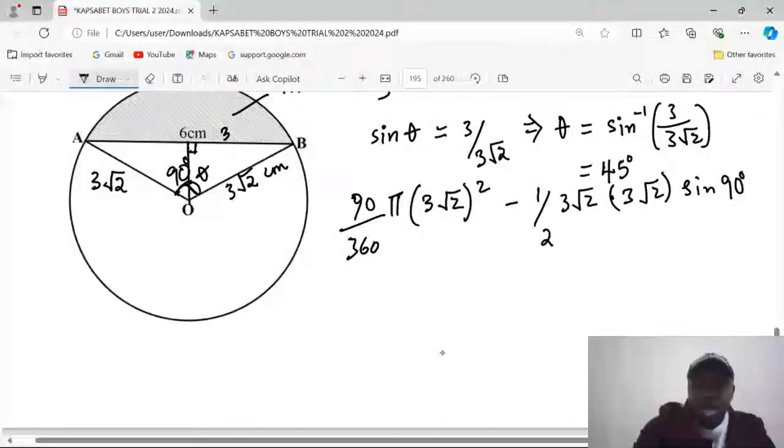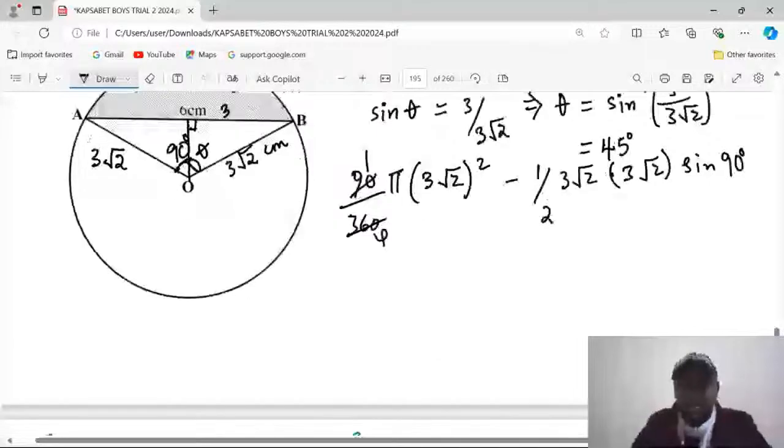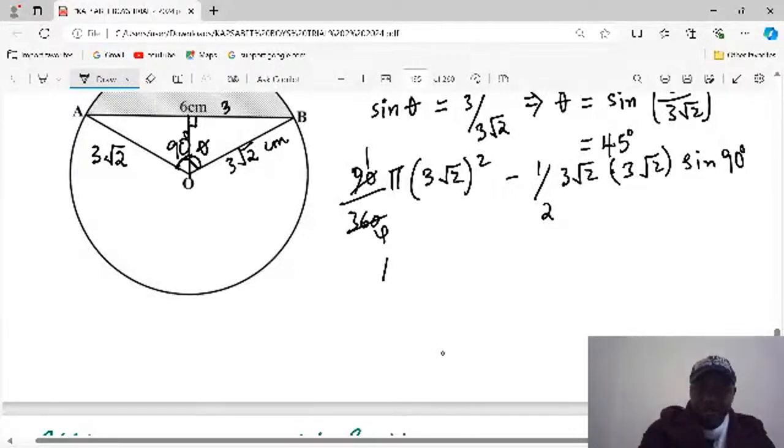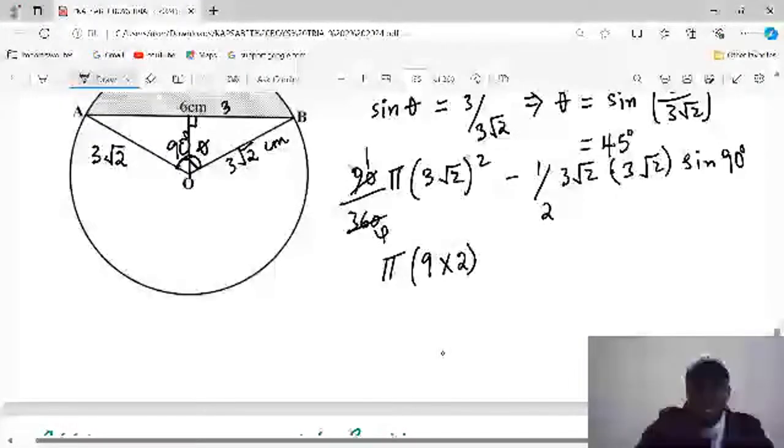At this point, 90 by 360 becomes a quarter. Then when we take 3 squared, that becomes 9, and root 2 squared becomes 2. Therefore, we'll be having pi times 9 multiplied by 2. When you square the root, it becomes the 2 itself. And now there is a 4 here, minus.